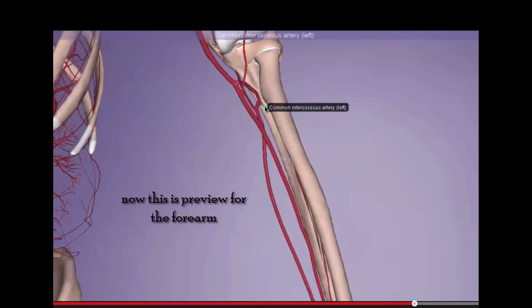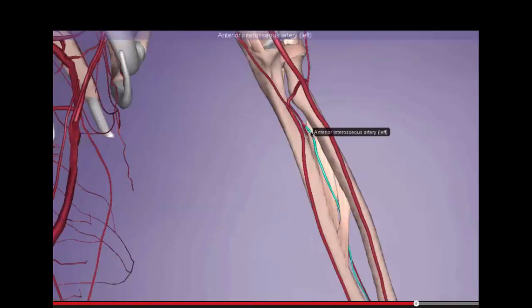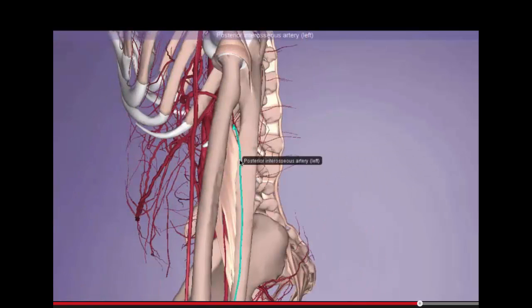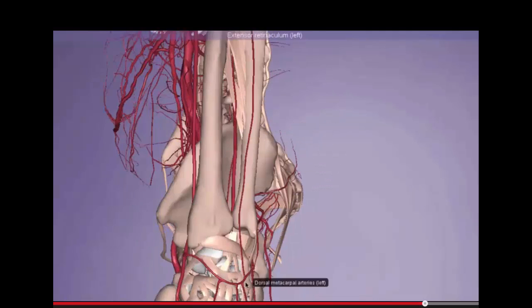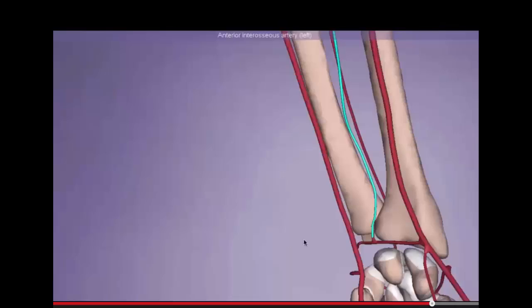Off the ulnar artery is this tiny little branch which is called the common interosseous artery. Then you have an anterior interosseous and a posterior interosseous artery, which run respectively on the anterior and posterior aspects of the interosseous membrane, which is between the radius and the ulna. And these arteries then travel all the way down through the forearm and into the hand.